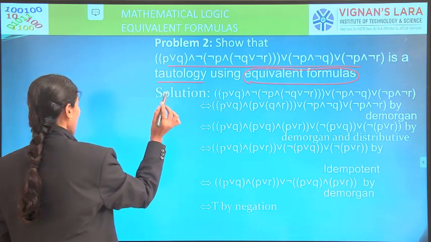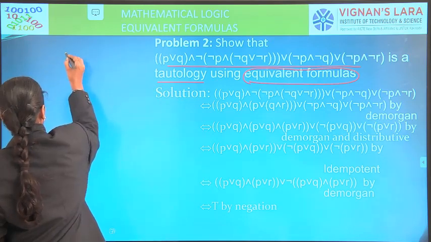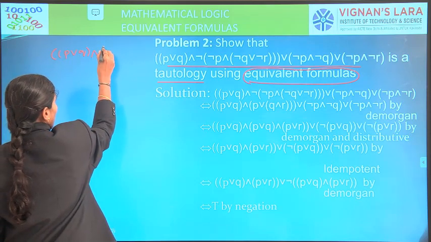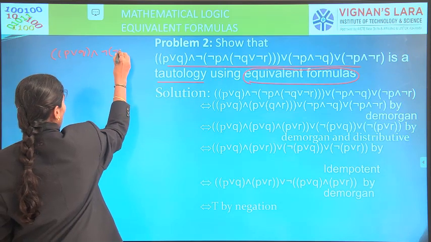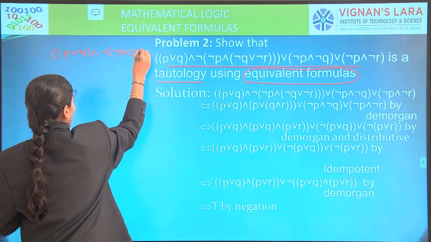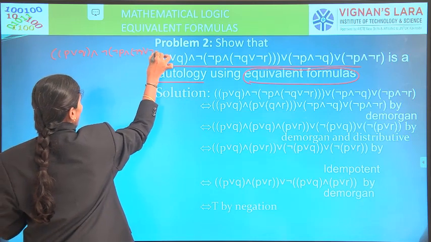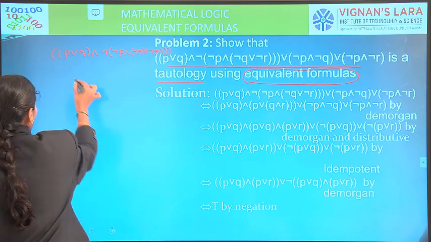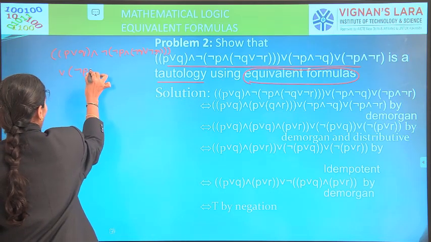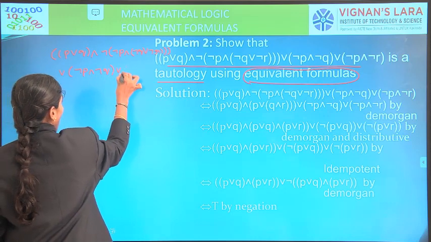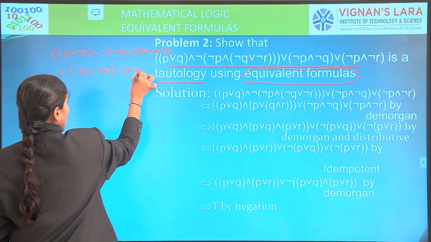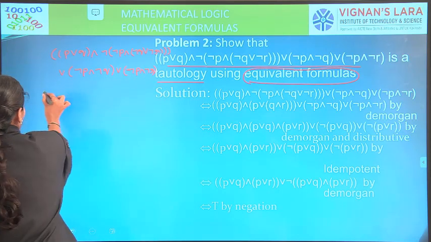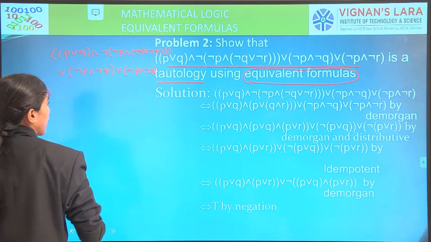Right. Again, I am solving the given expression. What is the given expression? It is PRQ and negation of negation P and negation Q or negation R, or negation P and negation Q or negation P and negation R. This is the given expression, right? So, which is equivalent to?